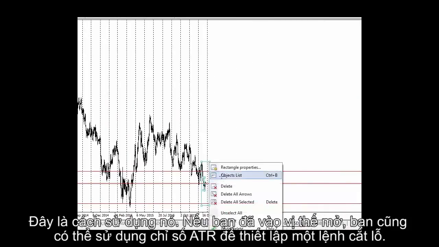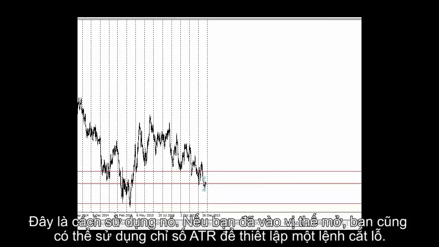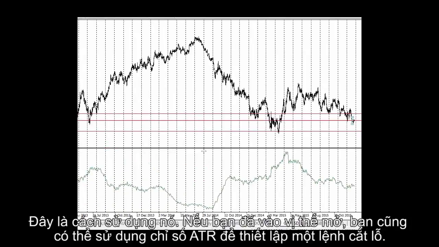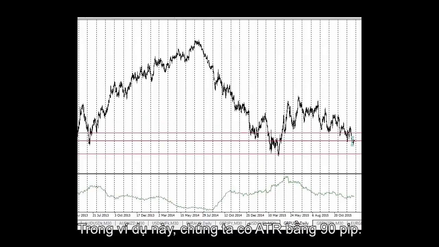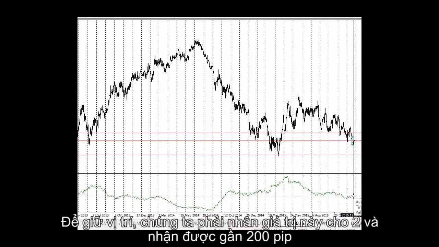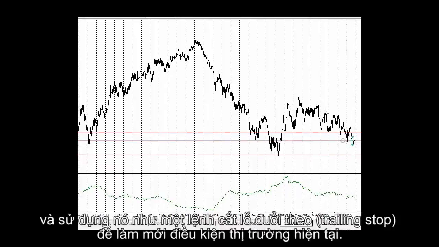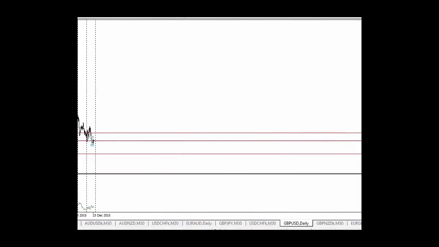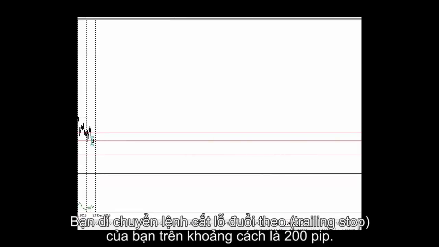For example, if you are in position, you can also apply the ATR indicator to set your trailing stop order. In this particular example, we have ATR equal to 90 pips. So to hold our position, we have to multiply this parameter by 2 and get approximately 200 pips. It will be our trailing stop that is going to be robust in such kind of market conditions. So you just move your trailing stop order using the parameter of 200 pips.